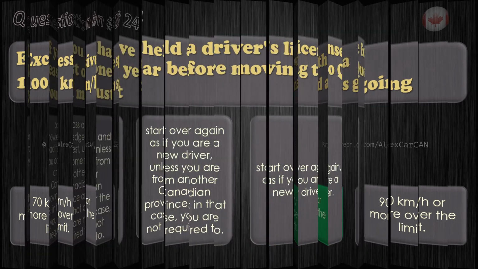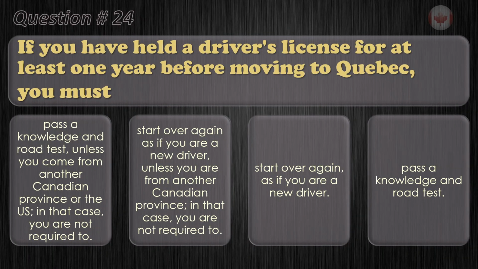Question number 24. If you have held a driver's license for at least 1 year before moving to Quebec, you must pass a knowledge and road test, unless you come from another Canadian province or the US. In that case, you are not required to start over again as if you are a new driver, unless you are from another Canadian province. In that case, you are not required to start over again, as if you are a new driver. Pass a knowledge and road test.